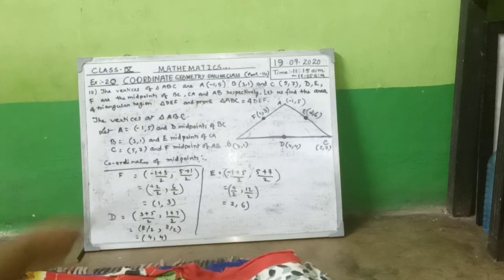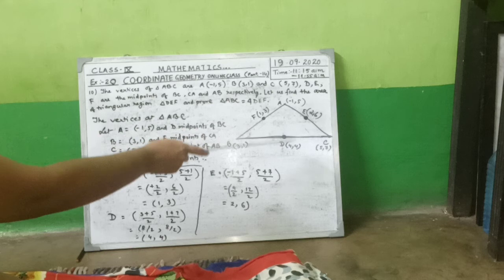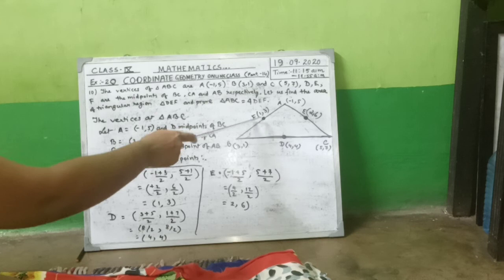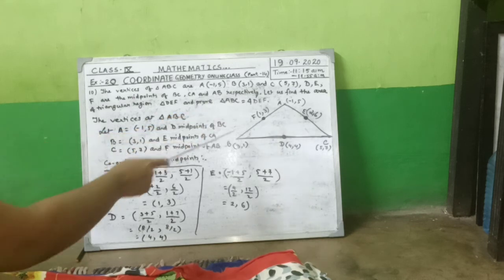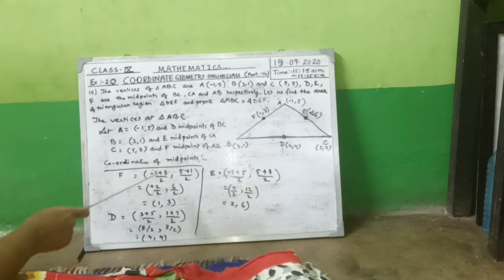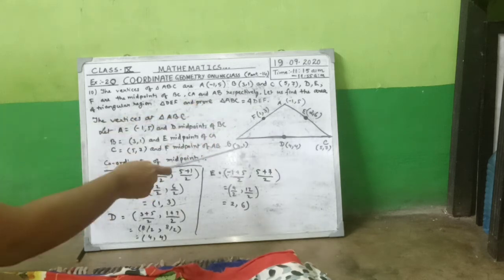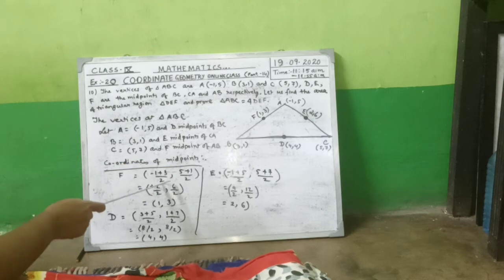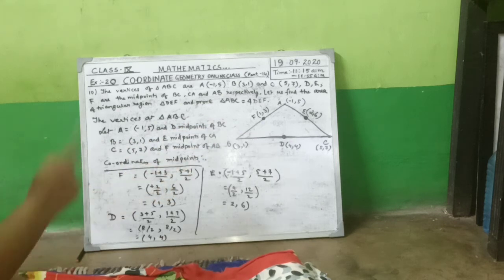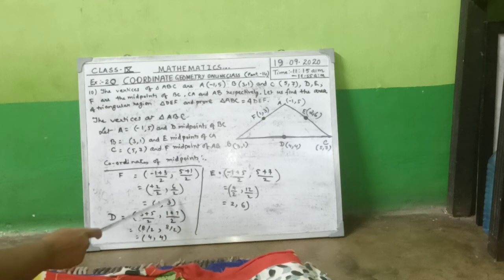Now we have to find the coordinates of F, D, E. So what is the coordinate of F? F means the midpoint of the line AB. A is (minus 1, 5) and B is (3, 1). So minus 1 plus 3 divided by 2 is the abscissa, and the ordinate will be 5 plus 1 divided by 2. This will give you 2 by 2 and 6 by 2, that is (1, 3). So the midpoint F is (1, 3).